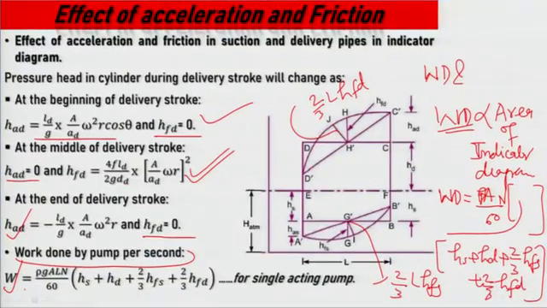So, this is common, Hs and Hd, times L. The two parabolas, one parabola each, are the effect of the friction, and this one is the area of the indicator diagram. So, we include the area of two parabolas, which is the effect of the friction. So, in this slide we conclude the work done when we combine the effect of acceleration and friction.